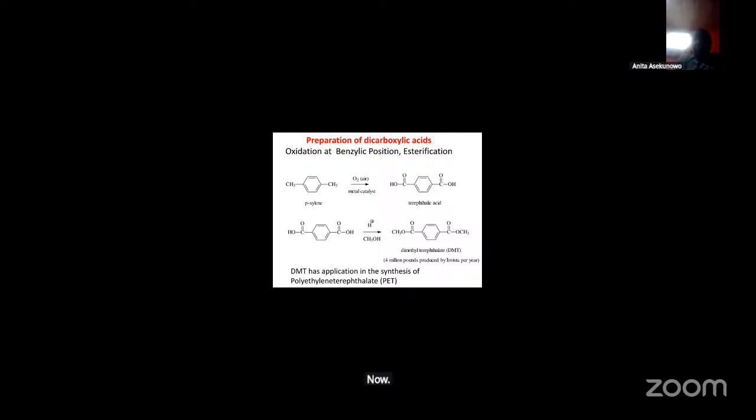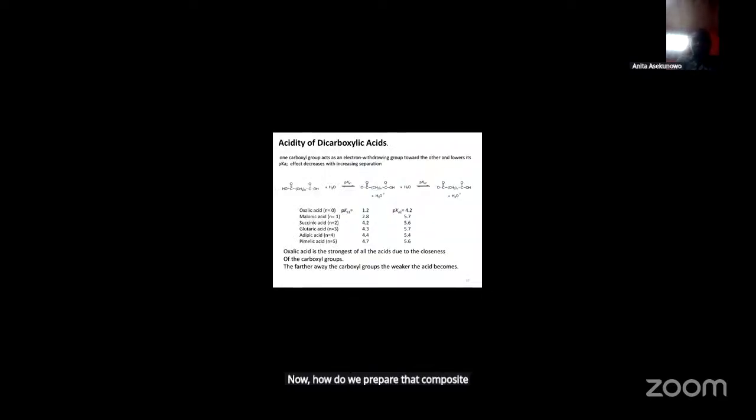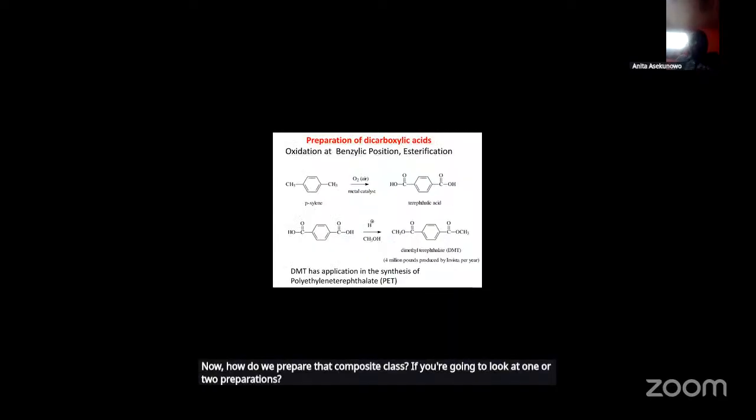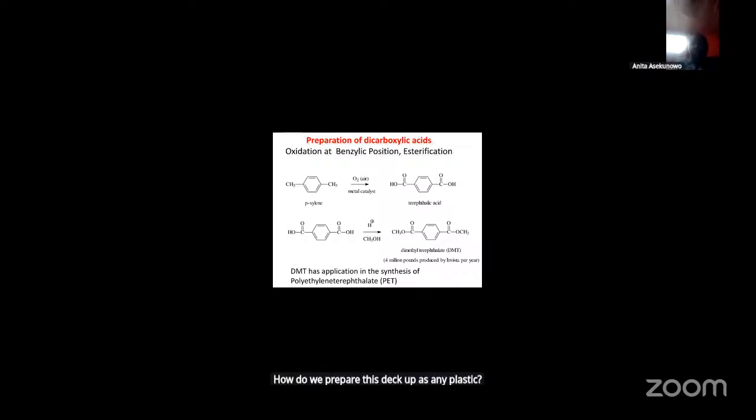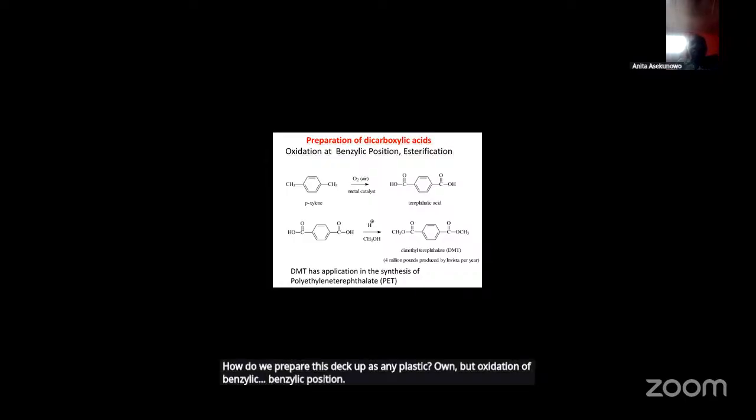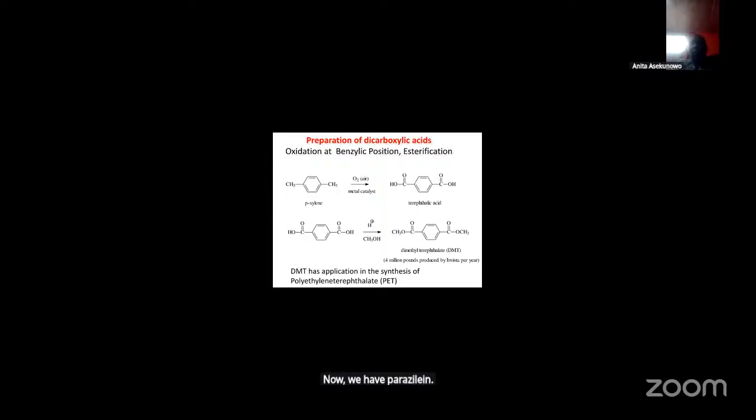Now, how do we prepare that carboxylic acid? We're going to look at one or two preparations. How do we prepare this dicarboxylic acid? One, by oxidation at the benzylic position. Now we have paraxylene under oxidation.